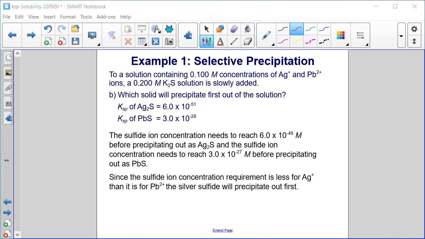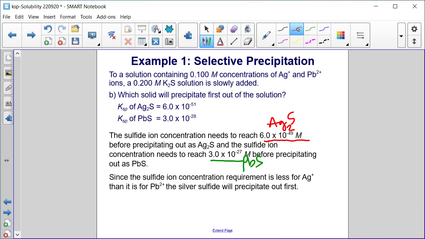All right, so for the precipitation of silver sulfide, we found that the sulfide ion concentration needs to be 6.0 times 10 to the minus 49 molar, and for the lead sulfide, the sulfide ion concentration needs to be 3.0 times 10 to the minus 27 molar. So this is for the silver sulfide. And this is for the lead sulfide.